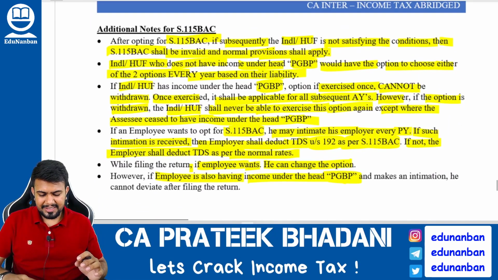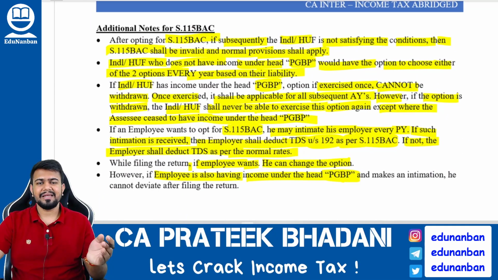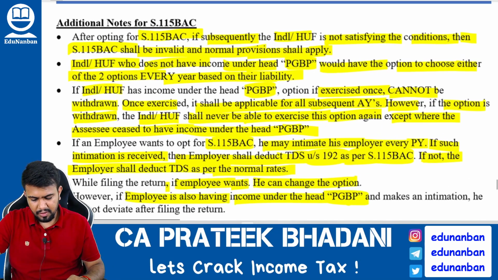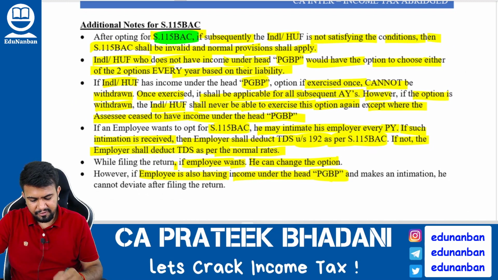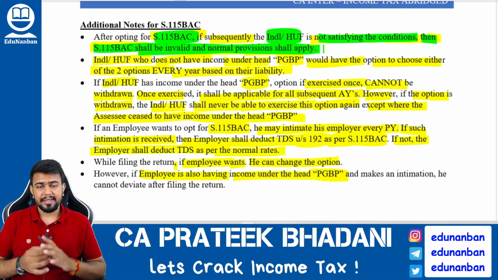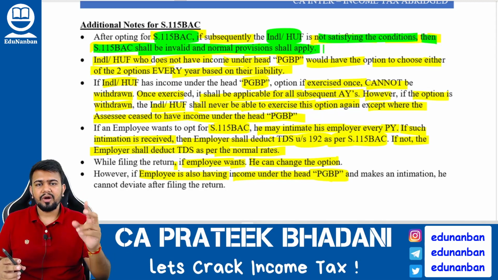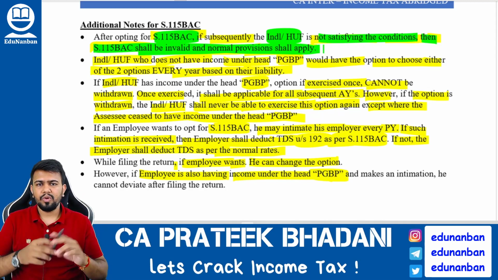Okay. Now let's come back to section 115BAC, that is related to individual and HUF, and let us see some special points. Special point number 1. After opting for section 115BAC, if subsequently the individual or HUF is not satisfying the condition, then 115BAC shall be invalid and normal provisions shall apply. So if you have taken 115BAC and if you do not satisfy the condition, then automatically you will be converted to old tax regime.